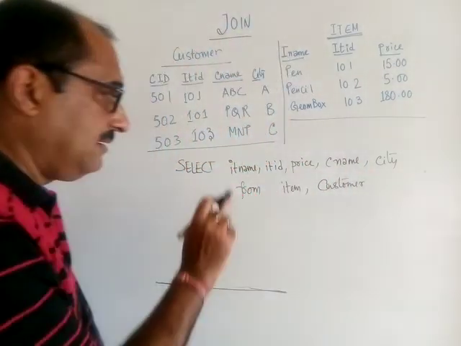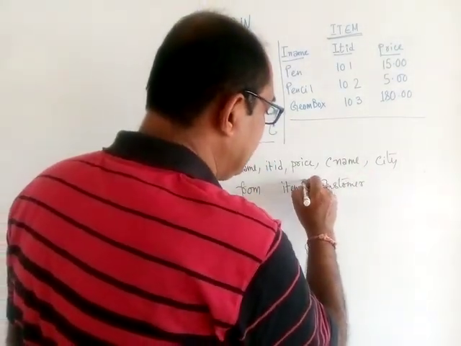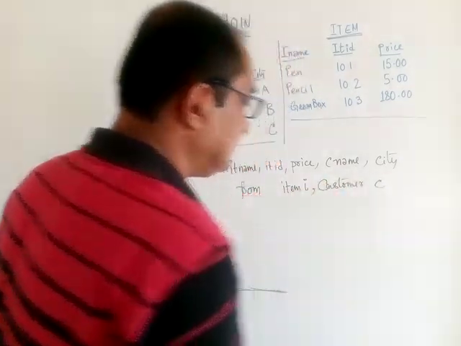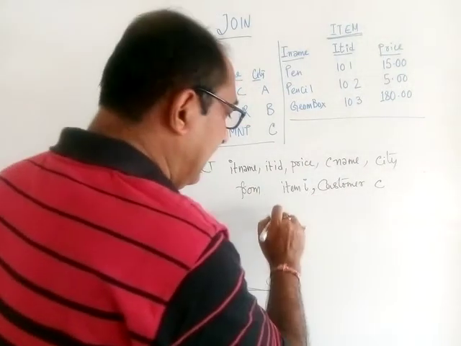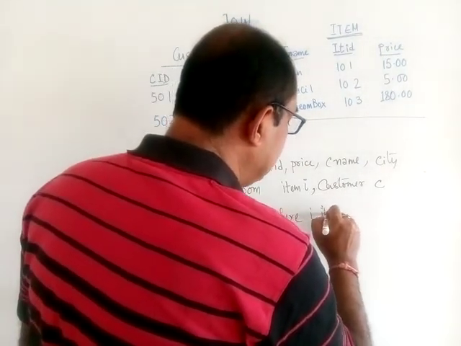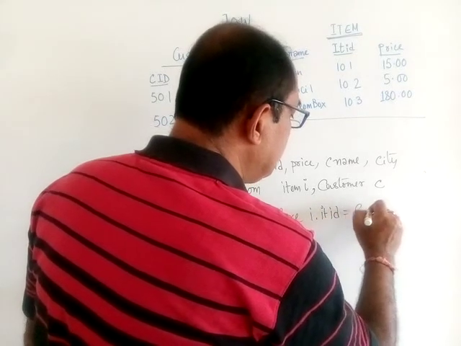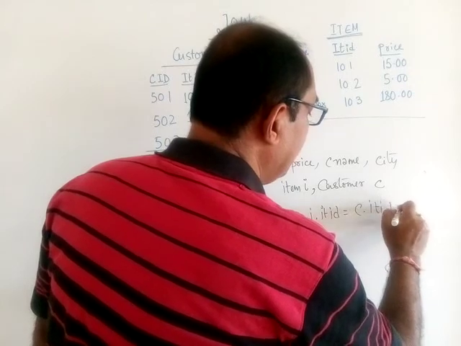Okay. Now here I told you to make it a shortcut. What you can do is write item I, customer C. That is how I told you to write it. And here you have to give the condition where I dot IT ID equal to C dot IT ID, because I took the same thing.